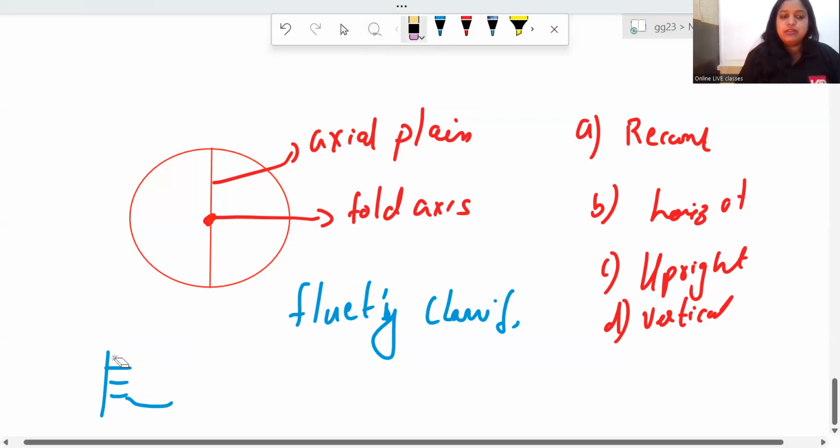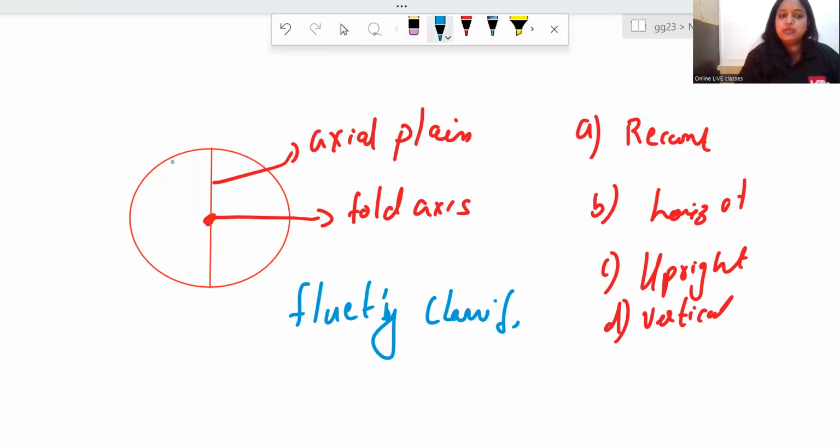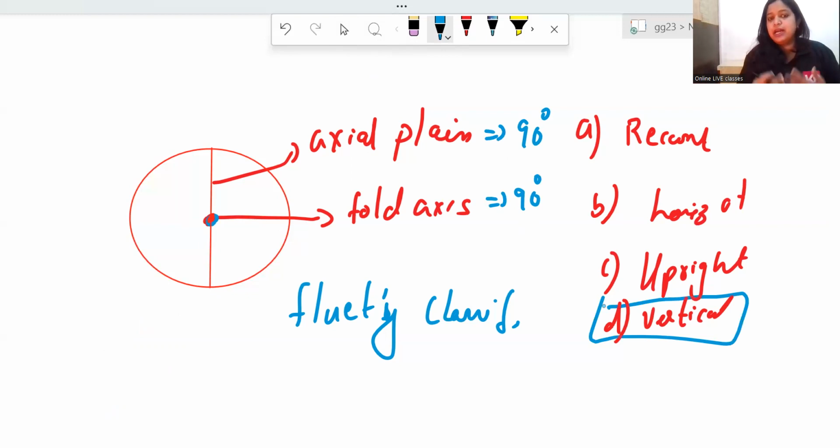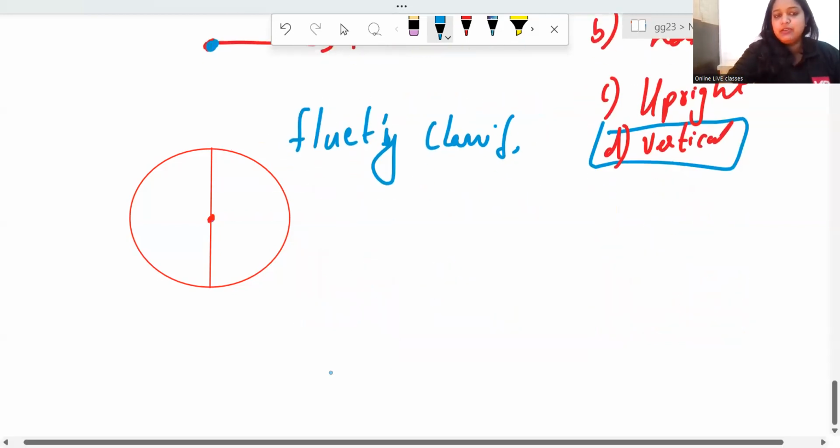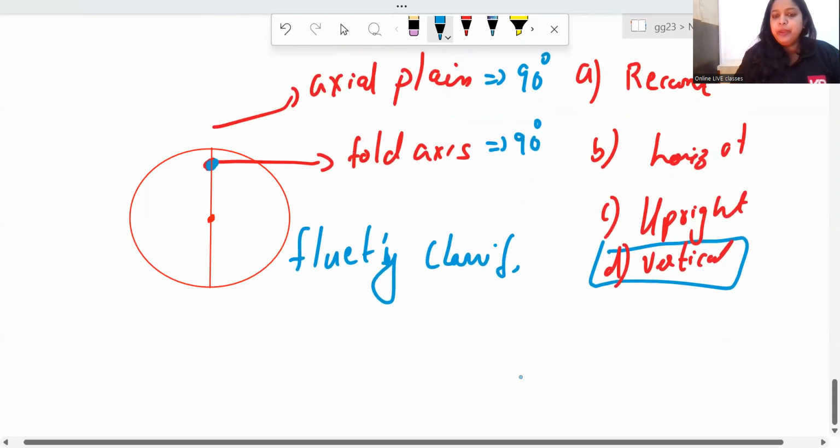Now, in the question, in the stereonet the axial plane is passing through the center. The line is passing through the center. That means the axial plane is dipping at 90. The fold axis point is marked at the center. That means the plunge value is also 90. So these two values are for a vertical fold. A vertical fold has a hinge line that plunges at 90 and an axial plane that dips at 90. So the answer was an easy one. It was about the vertical fold.